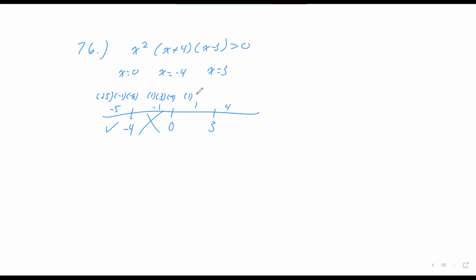1 squared is 1. 1 plus 4 is 5. 1 minus 3 is -2. Again, two positives and a negative make a negative. Then choose 4. That would give me 16 times 8 times 1. Three positives do give me a positive. So in this case, this is how my answer would look: -infinity to -4 with a parenthesis, so there's no line underneath it, union 3 to infinity. There it goes. And there you go.